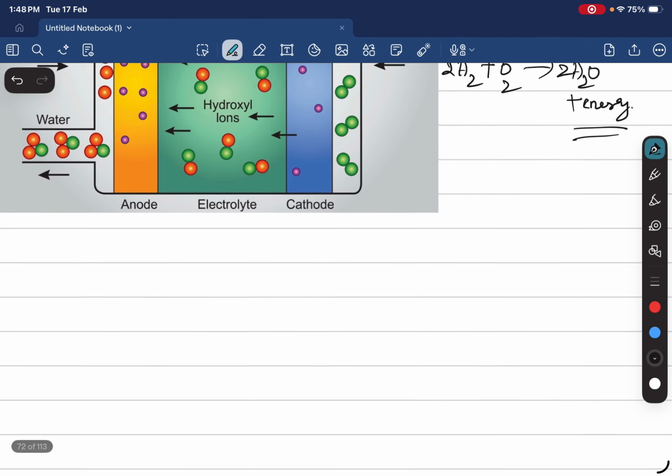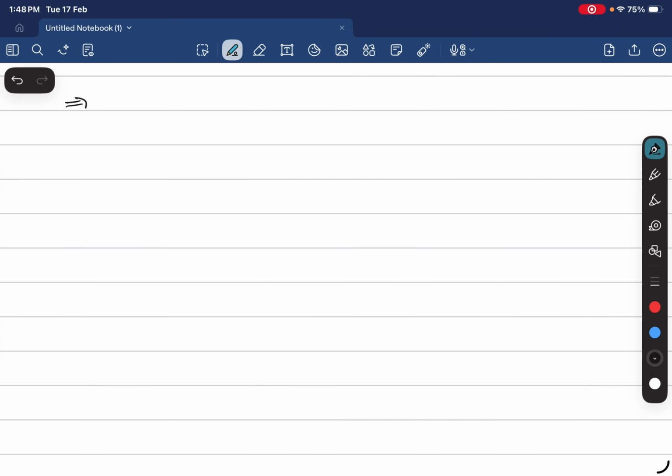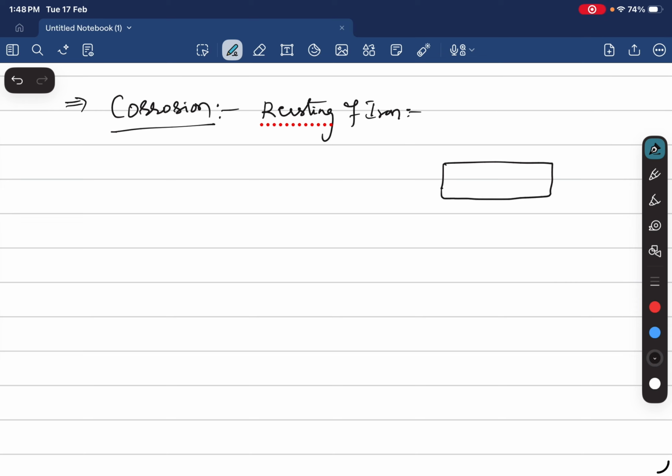Next one, corrosion is an example of an electrochemical phenomenon. So how it happens we can discuss. Corrosion, for example, rusting of iron. So here if we take an iron rod, the iron rod acts as the anode. At the anode, iron Fe is converted into Fe2+ plus electrons. Take 2 Fe, you will get 4 electrons.